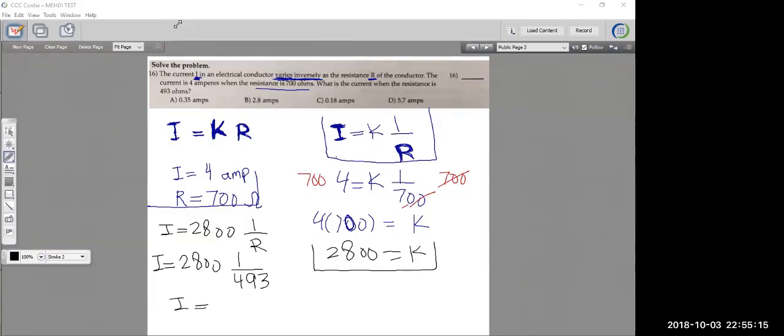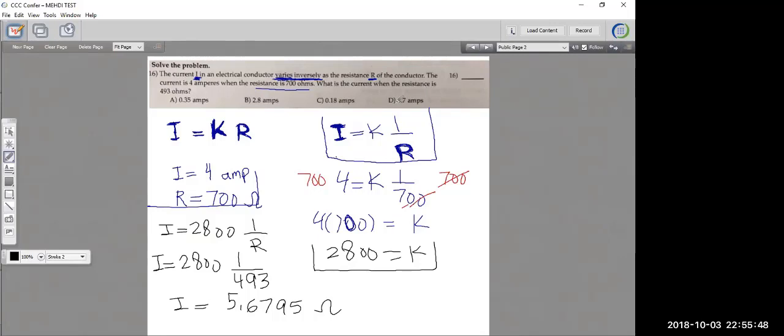And here we've got 2800 divided by 493. Enter. That gives me the current would be 5.6795. That is ohm.